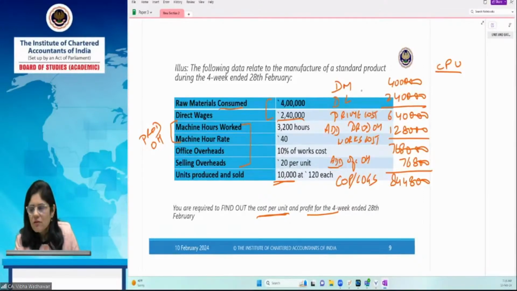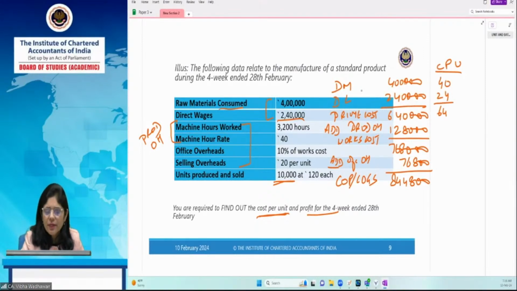So for 10,000 units, it's 40, it's 24, it's 64. So you just calculate the per unit costing also. Okay. Yes, good. So this is cost. Then we add the selling and distribution. We add selling and distribution overheads.